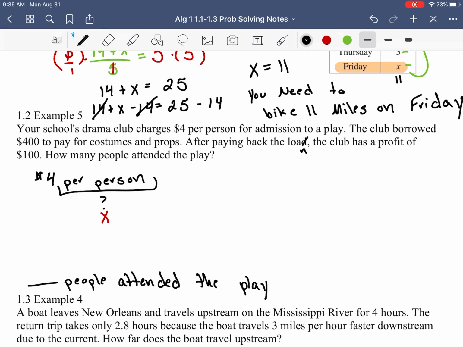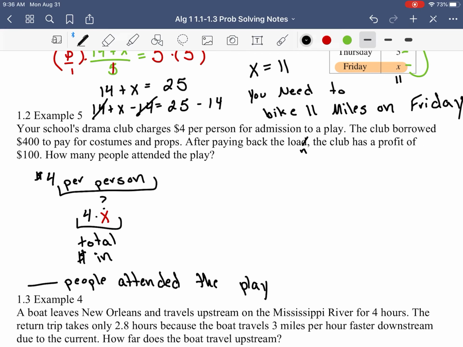So if I'm getting $4 per every person, I would take $4 times the number of people to be the total money in. The total money we're making. So this is the total money we've got coming in.